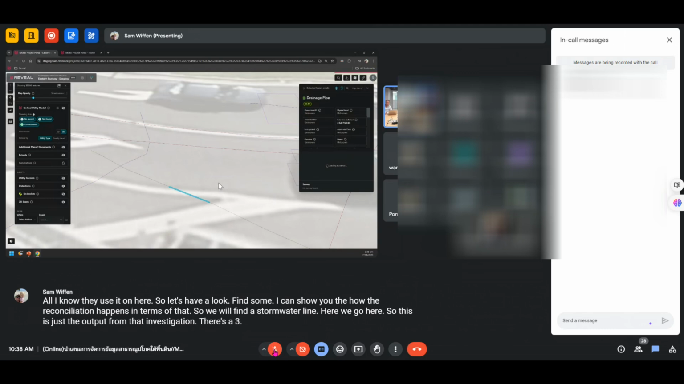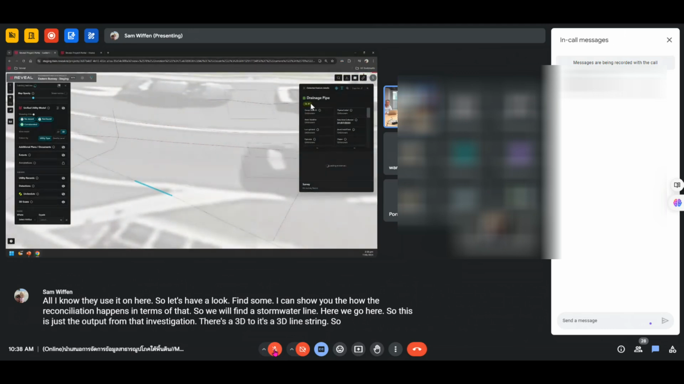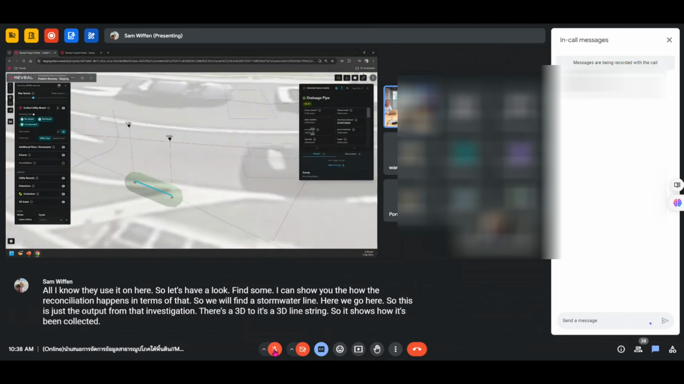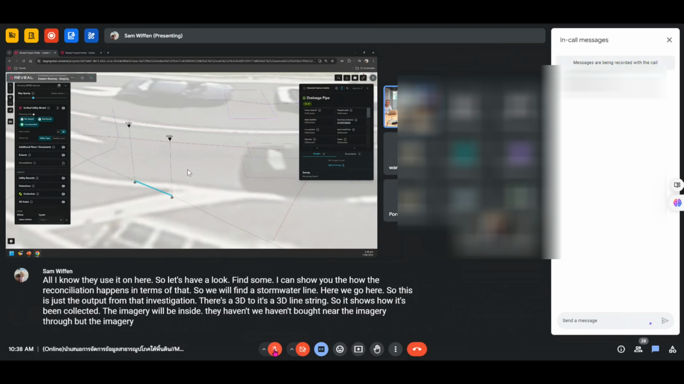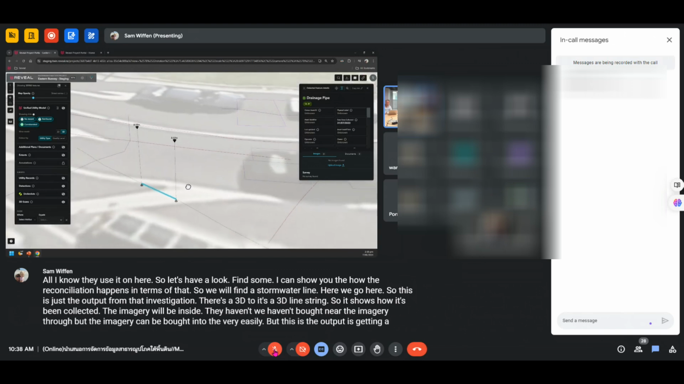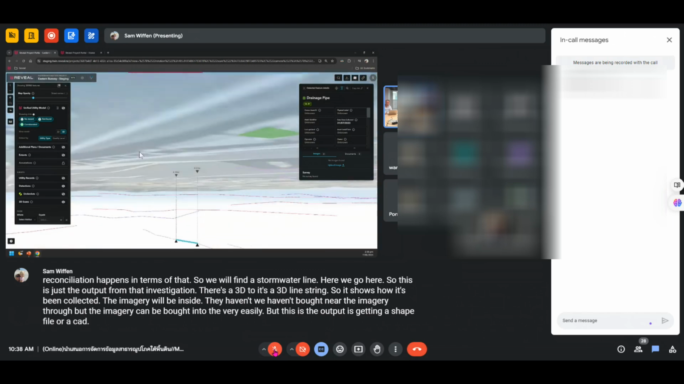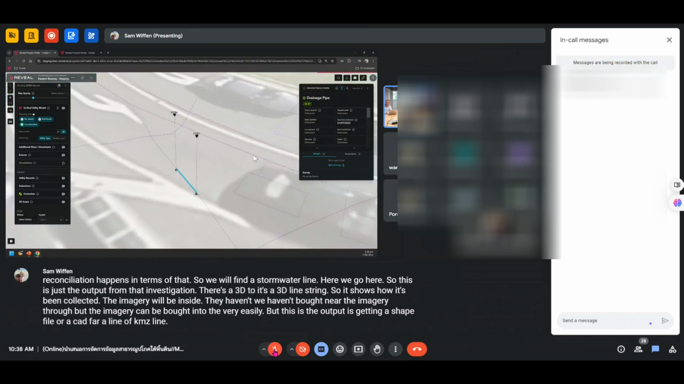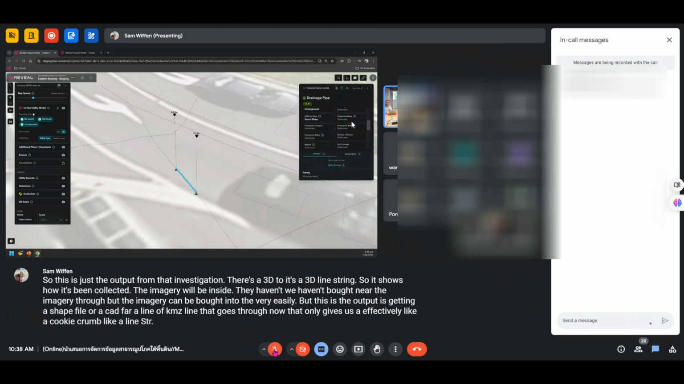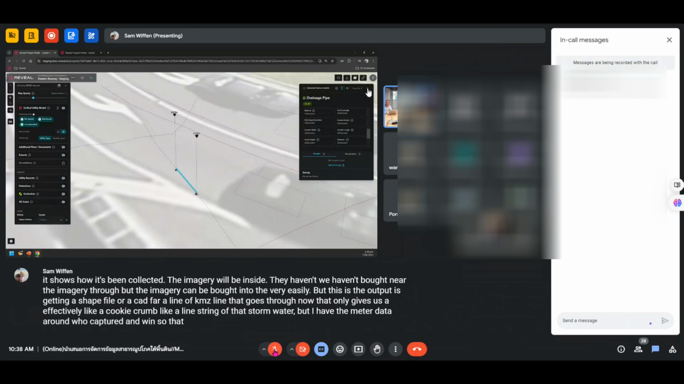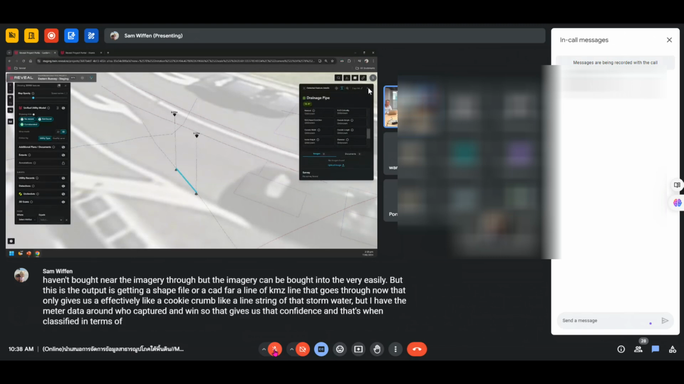It's a 3D line string, so it shows how it's been collected. The imagery will be inside. We haven't brought any of the imagery through, but the imagery can be brought into there very easily. But this is the output. It's getting a shapefile or a CAD file, a line, a KMZ line that goes through. Now that only gives us effectively like a cookie crumb, like a line string of that stormwater, but it'll have the metadata around who captured and when. So that gives us that confidence, and that's been classified in terms of the B level.